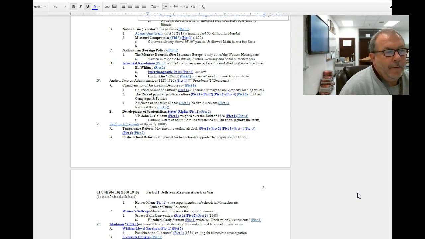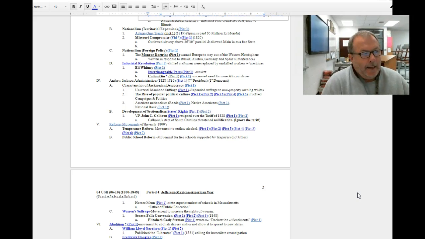Unit 4, Period 4, Section 4, James Monroe's presidency, and we're talking about the theme of nationalism. And the final part of nationalism, as it deals with James Monroe's presidency, is foreign policy.